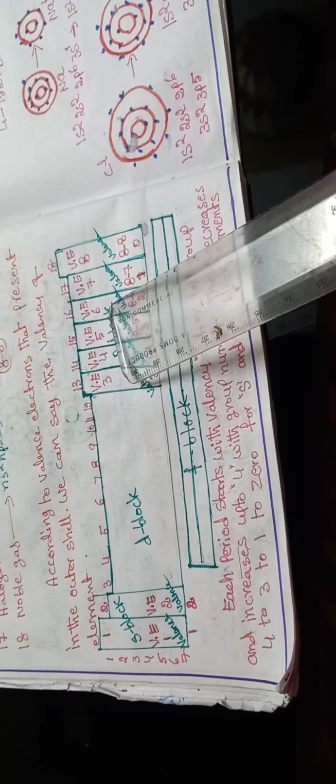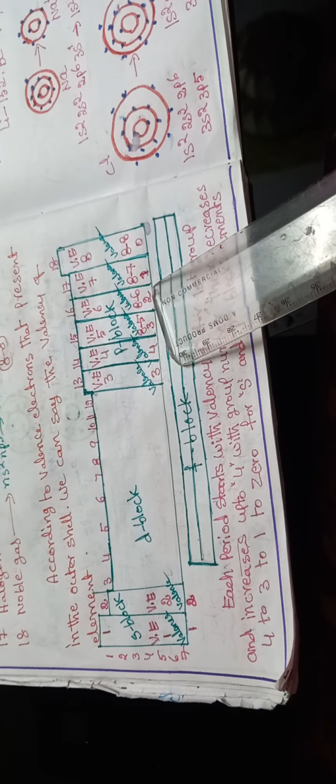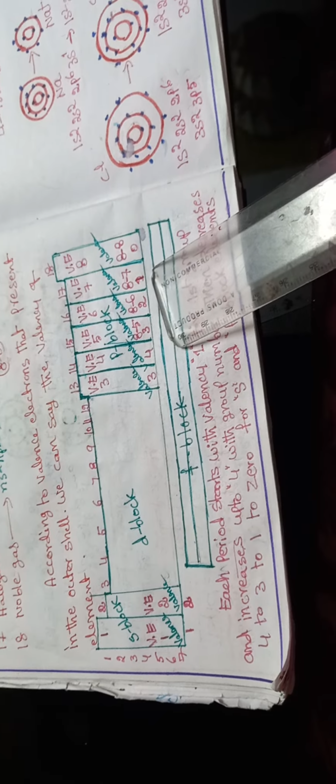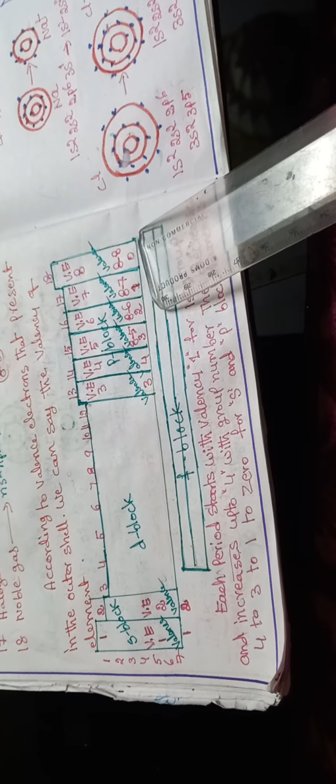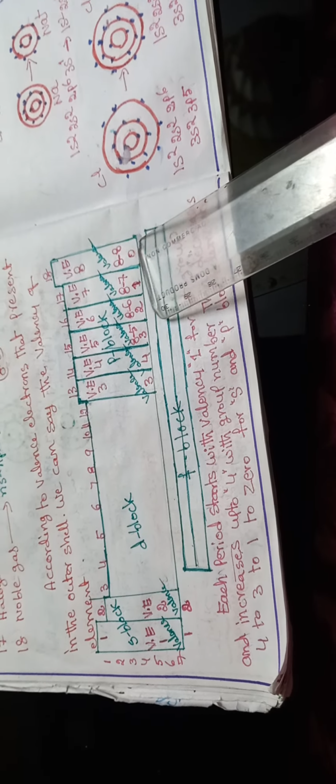16th group, valence electrons 6, valency is 2. 8 minus 6 is equal to 2. 17th group, valence electrons 7, 8 minus 7 is 1. 18th group, 8 electrons are there. Valency is 8 minus 8 is equal to 0.